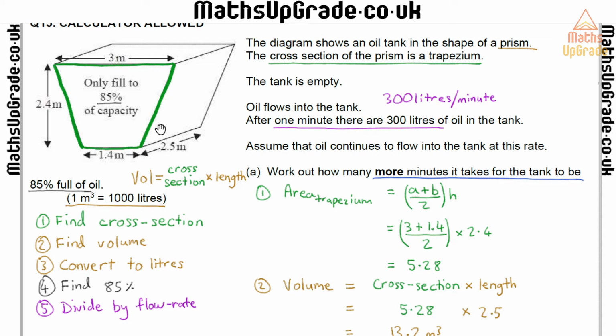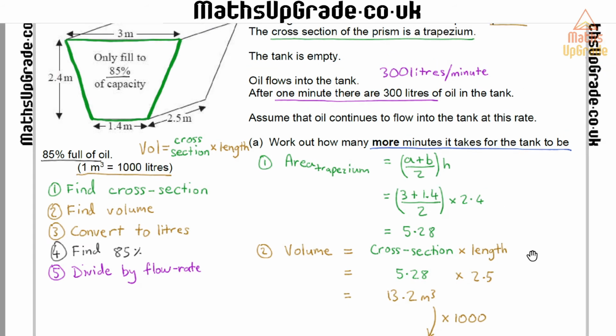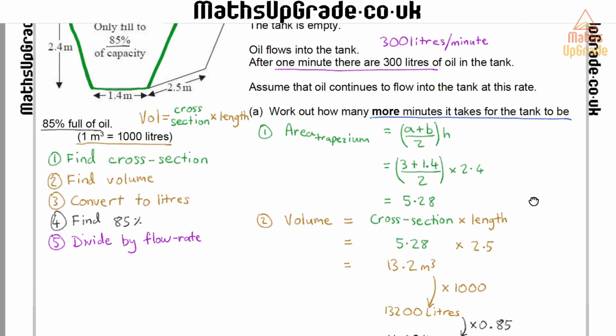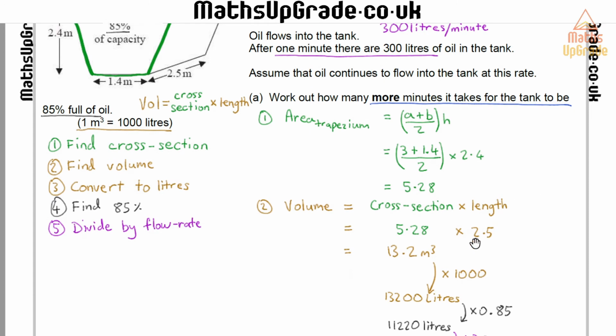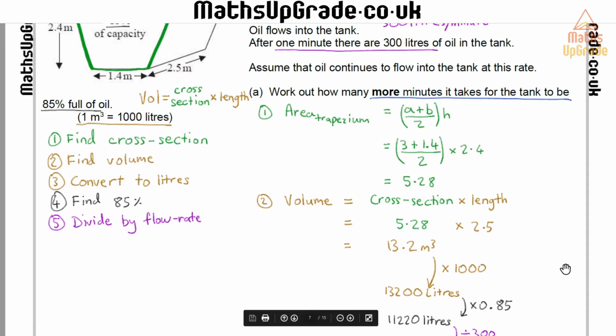To find the volume of this trapezium, I can multiply that cross section by the length. Okay, and the length, or the depth going back, is 2.5. So multiply by 2.5 and I get 13.2 meters cubed. The next stage is to convert this into litres. Okay, well, I'm told here in the question 1 meter cubed is 1,000 litres. So 13.2 meters cubed times by 1,000 is 13,200 litres.